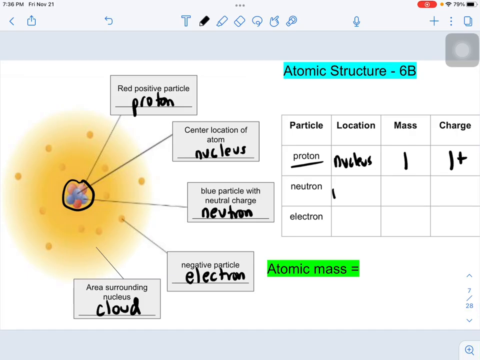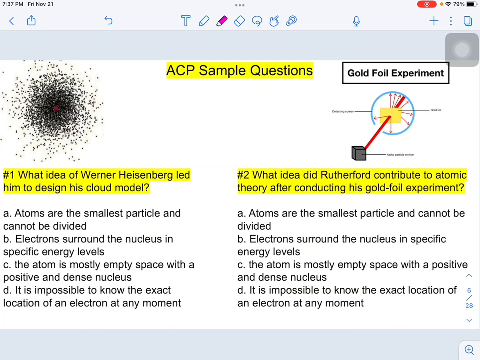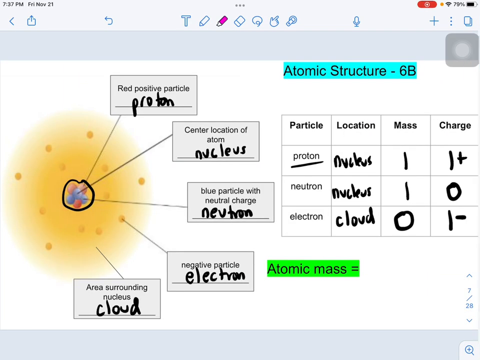The neutron is also located in the nucleus. It also has a mass of 1, but we need to remember that it has no charge at all, so it's 0. Finally, the electron is located in the electron cloud. The electron has no mass, but it has a charge of 1 minus. Now let's pay attention to what is atomic mass. Well, the only particles that have a mass are the protons and the neutrons.